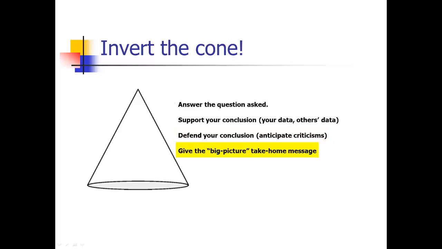And then at the end, you're going to go broad. You started with something specific, now you're going to something very general. You want to give the big picture. What are the big implications of your research? This is where you want to give implications, recommendations, give the big picture take-home message. Give your clear take-home message.